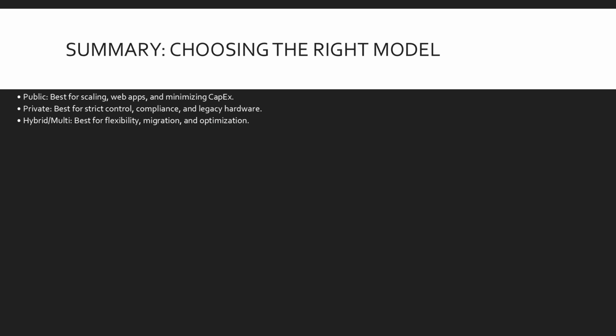Choose the public cloud if your priority is scaling and reducing upfront costs. Choose the private cloud if you require absolute control and security compliance. Choose hybrid or multi-cloud if you need the flexibility to bridge these worlds, handle temporary surges via bursting, or leverage the best features from different vendors. Understanding these distinctions ensures your architecture aligns with your business goals.